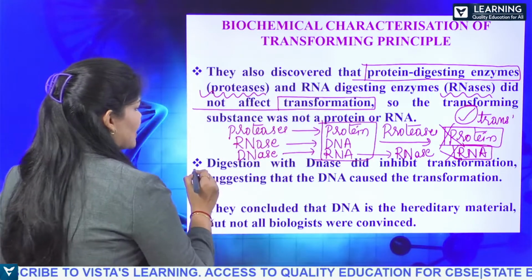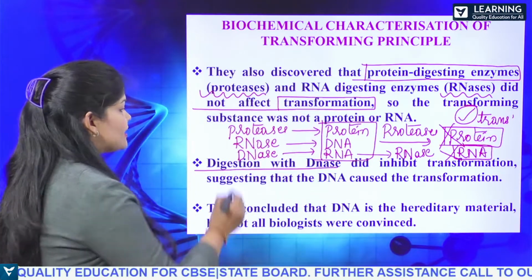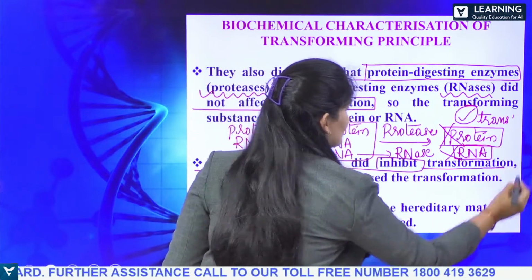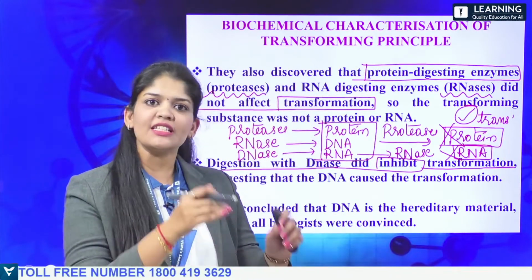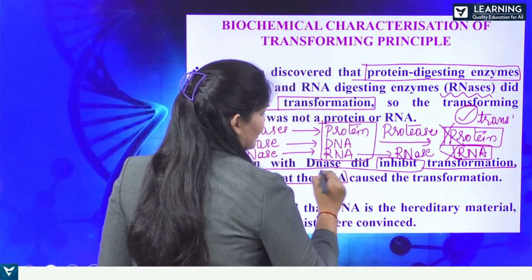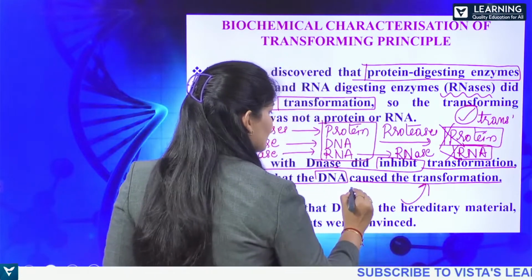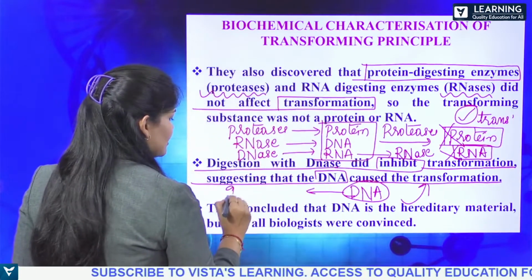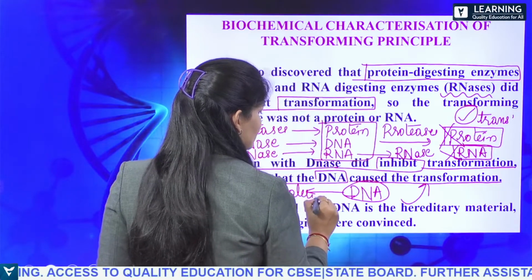So here, digestion with DNases, finally they have added DNase enzyme, which can break the DNA. Digestion with DNases did inhibit transformation. After addition of the DNases enzyme, the transformation doesn't happen because it is inhibited, suggesting that DNA caused the transformation. That means for transformation to occur, DNA is responsible, and therefore this DNA is acting as a genetic material, right?